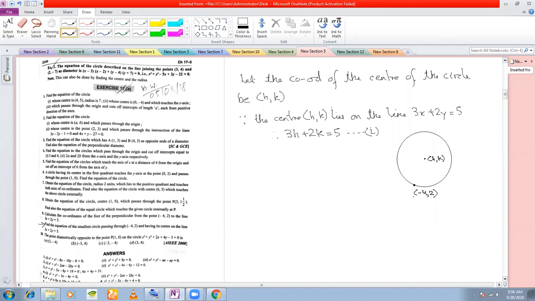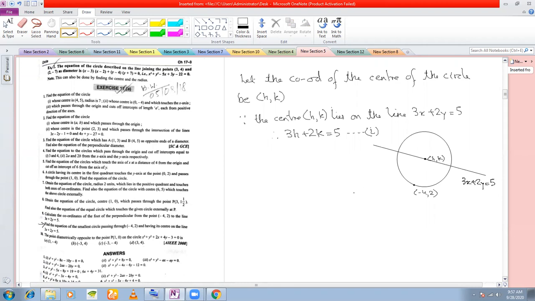It means that the center lies on this line. What is the radius of the circle? That is the question. The center lies on this line, so this h and k will satisfy this equation, 3h plus 2k, which is what I have written here. And the radius, we will get one more equation.